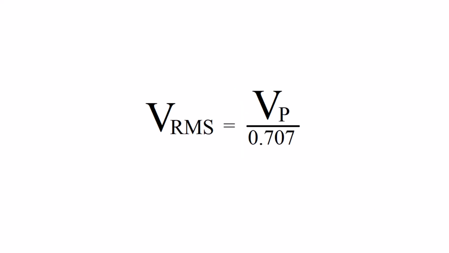The next question asks, what value of an AC signal produces the same power dissipation in a resistor as a DC voltage of the same value? The answer is the RMS value.